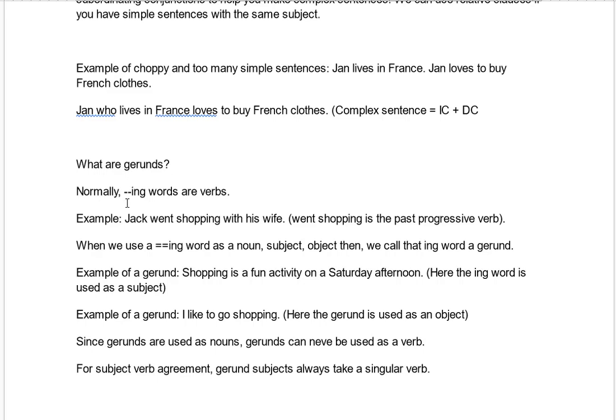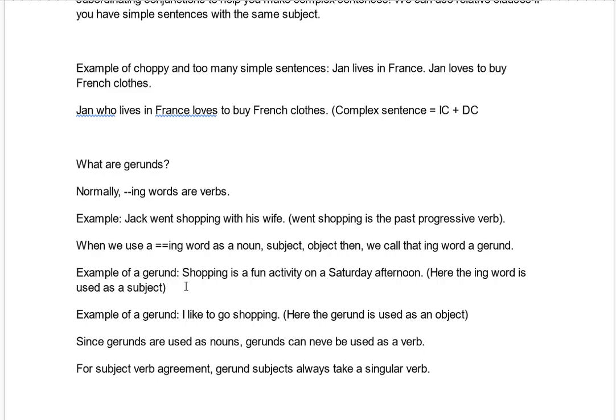What are gerunds? Normally when we use verbs, I would say, I am going shopping. Then the ing words are verbs. Jack went shopping with his wife. So went shopping is a progressive verb. But when we use that progressive verb, the ing word, shopping, as a noun or subject, it's no longer a verb, it's called a gerund. An example of a gerund is, shopping is a fun activity on a Saturday afternoon. Here, the ing word shopping is no longer a verb, it is now a subject.